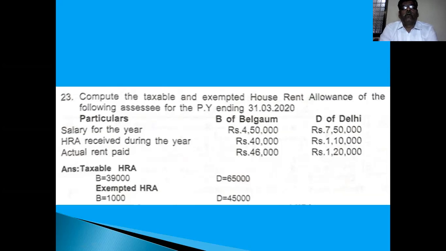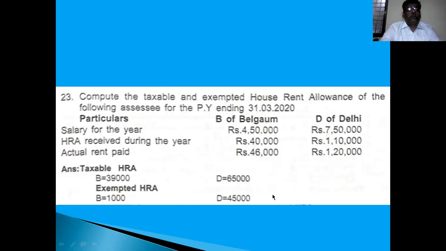First, you have to calculate the assessee B of Belgaum, and secondly, you have to calculate D of Delhi. Then salary for the year is 4,50,000 first, second is 7,50,000. House rent allowance received is 40,000 first, second is 1,10,000. Third is actual rent paid is 46,000.